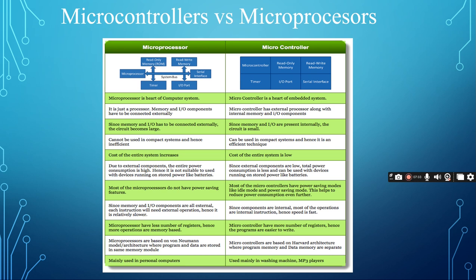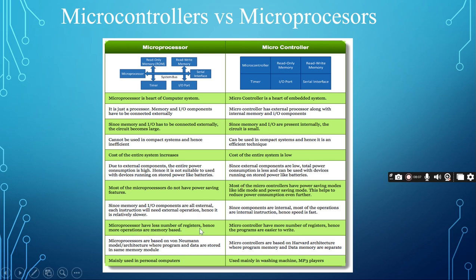Most microprocessors do not have power saving features, whereas microcontrollers have power saving modes like idle mode and power saving mode. This helps to reduce power consumption even further. Since memory and input output components are all external, each instruction needs an external operation. Hence, it is relatively slower in the microprocessor. Whereas in the microcontroller, components are internal and most operations are internal instructions. Hence, speed is fast.